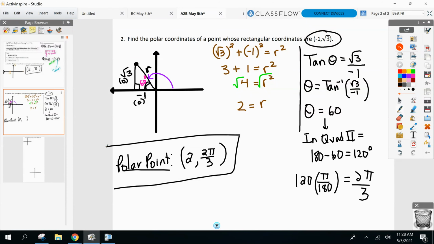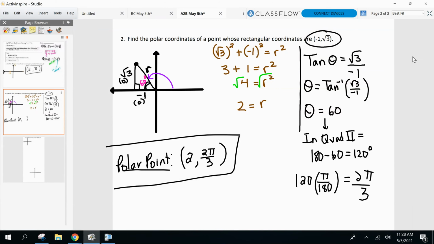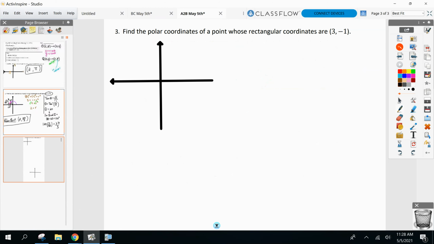The only thing I'm going to change is the quadrant we're in. That's it. That's the only thing I'm going to change on you is the quadrant we're in. Last one. Three -1. Change 3 -1 into polar.